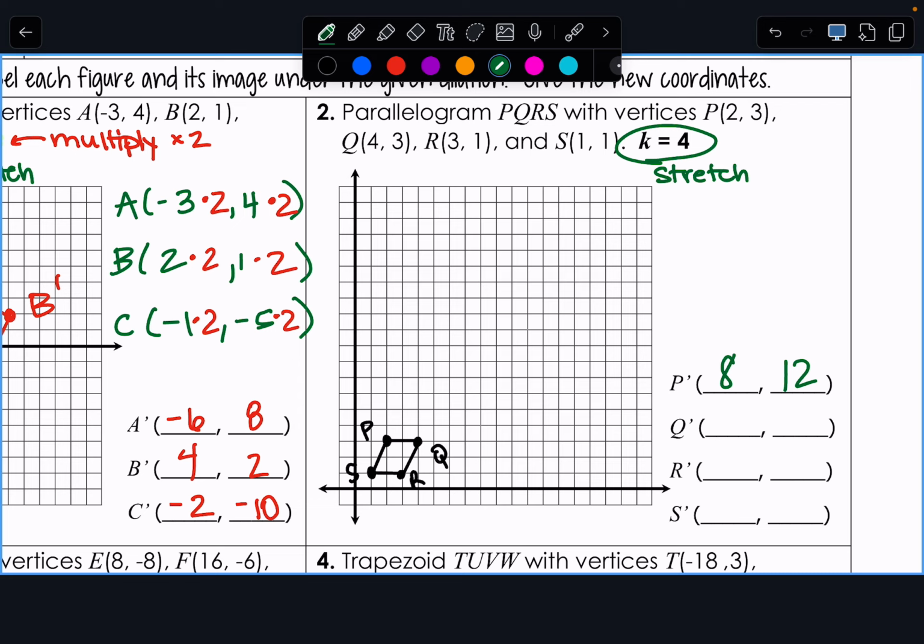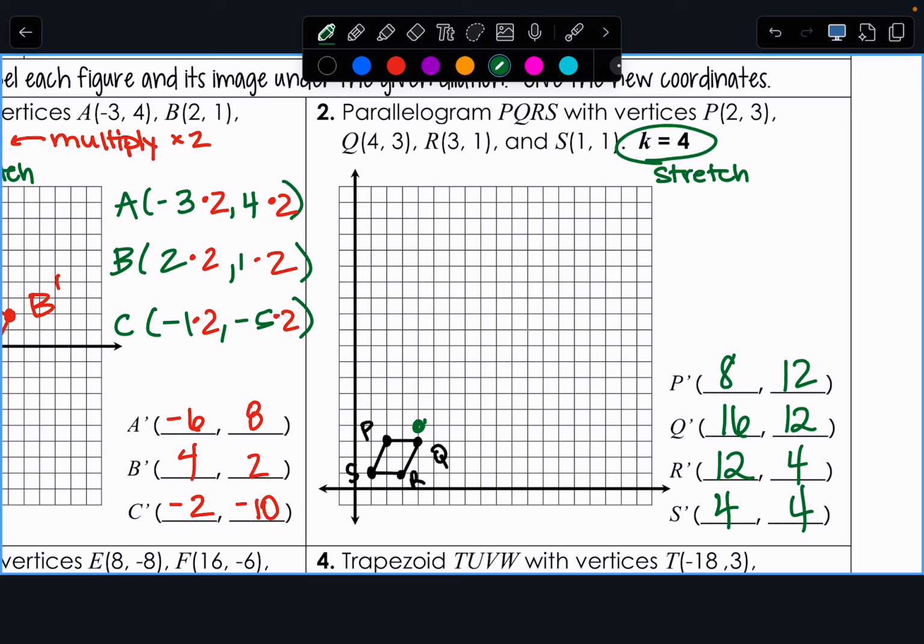Landon, what's the new Q? 16, 12. Because we take 4, 3, and we multiply both of those numbers by 4. Okay. Josie, what about R? 12, 4. Okay. We take 3 comma 1 and we multiply those numbers by 4. Okay. Kaylee, what about S? 4, 4. Okay.